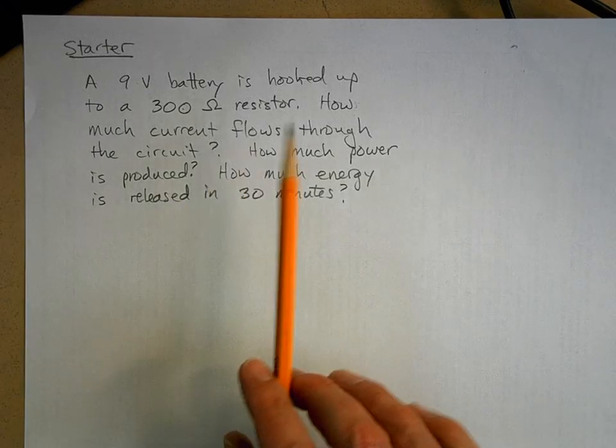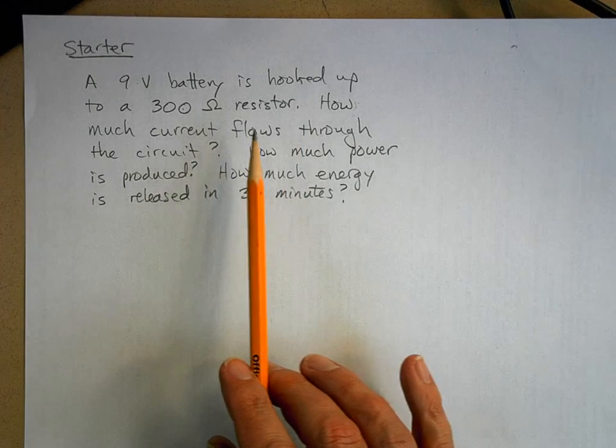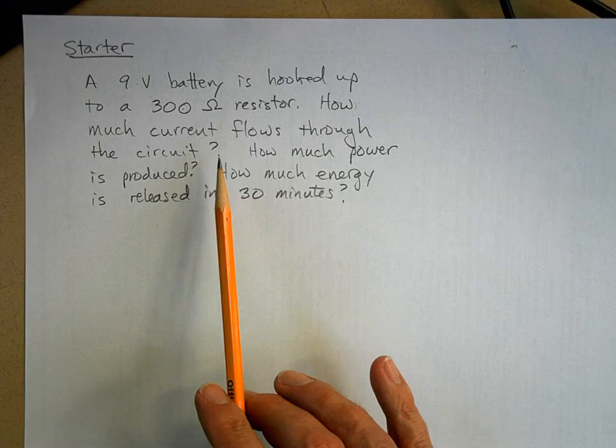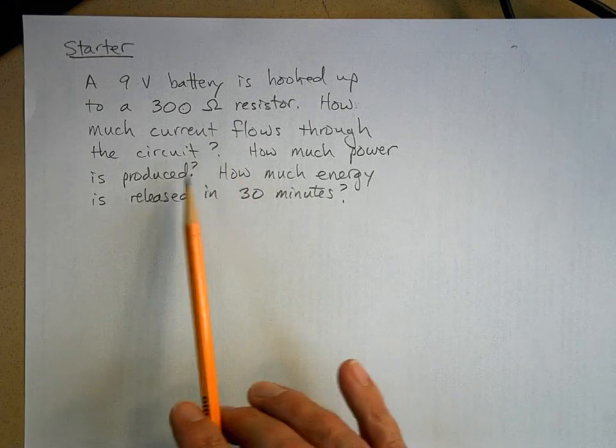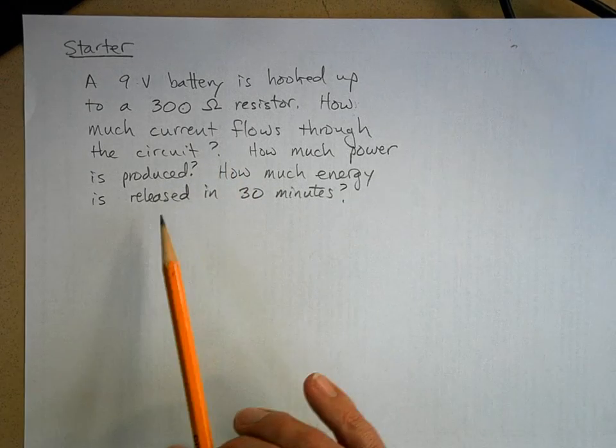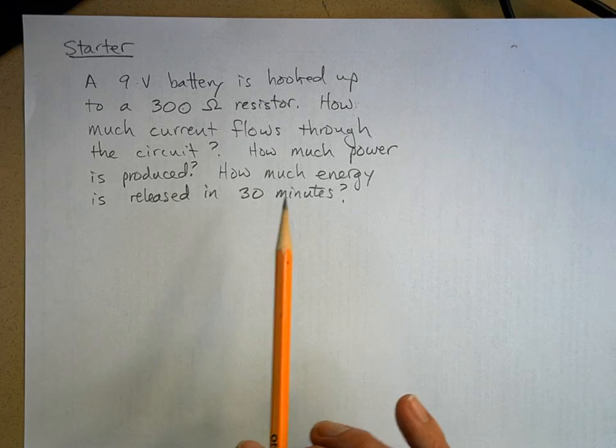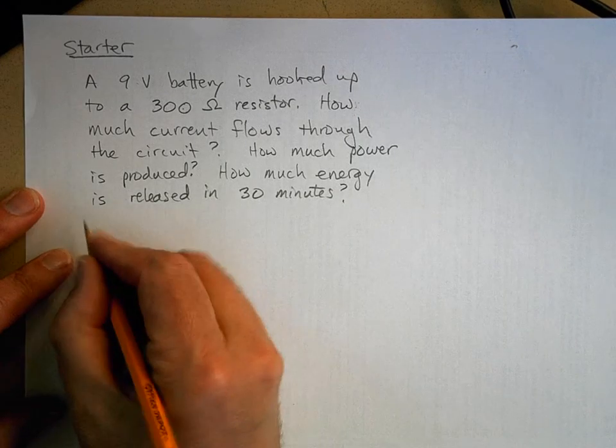Okay, so a 9-volt battery is hooked up to a 300 ohm resistor. How much current flows through the circuit, and how much power is produced, and how much energy is released in 30 minutes? So let's do given.